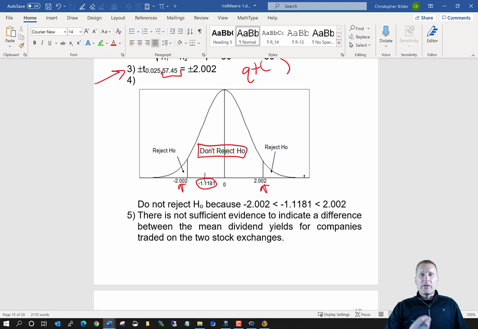So we actually need to state then the following. Do not reject H0 because -2 is less than -1.12 is less than 2. We actually need to state that. Step 5, what does this mean in terms of the original problem? Well, same as before. There is not sufficient evidence to indicate a difference between the mean dividend yields.